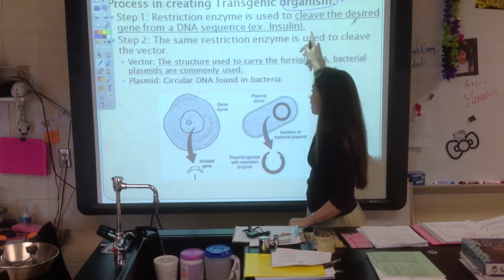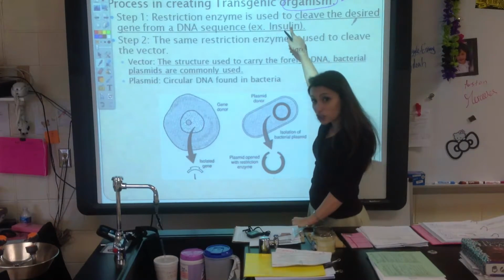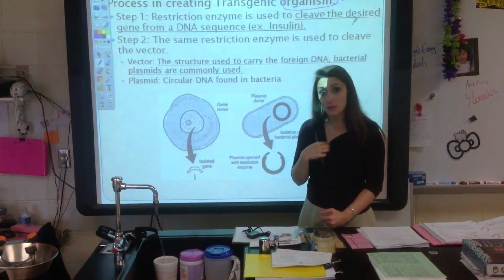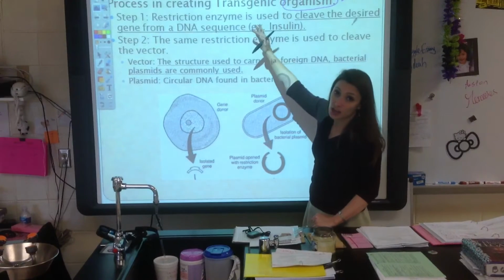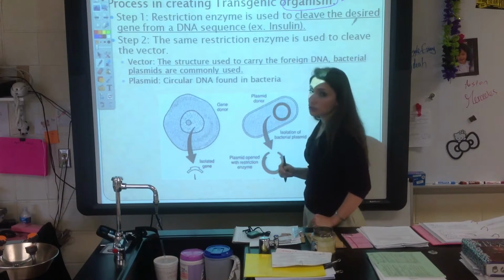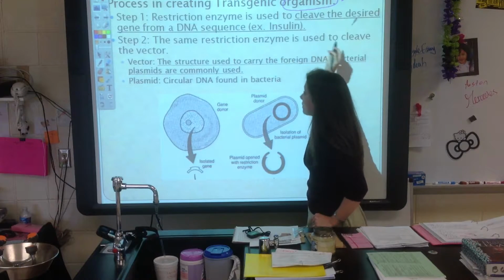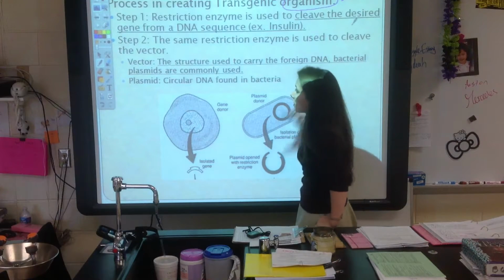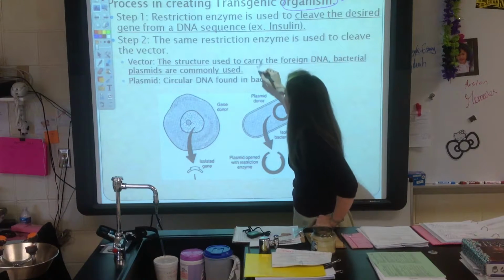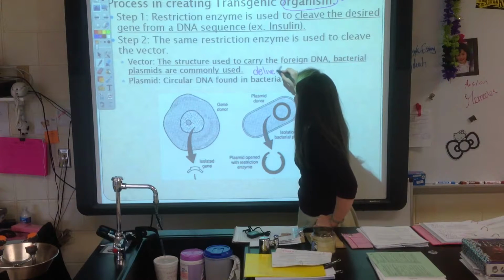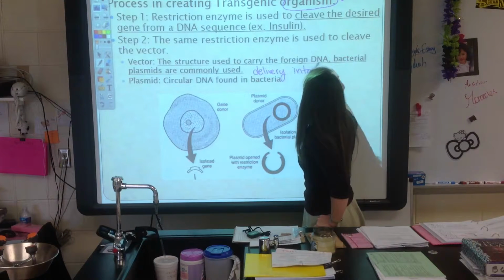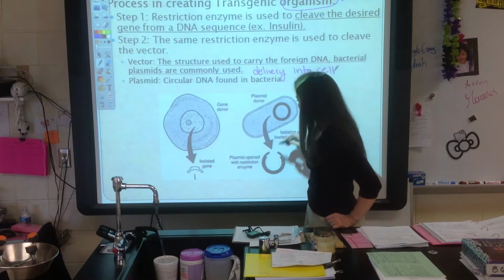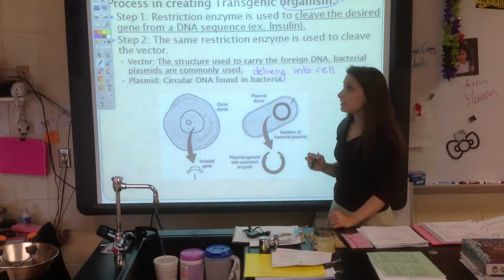What we've been able to do now is actually put the insulin gene into a bacteria, and the bacteria will make our insulin for us. So the first step is to find the gene that we want and to cut it with the restriction enzyme. The same restriction enzyme is used to cleave the vector. Now the vector is the structure used to carry the foreign DNA. It's the delivery vehicle, delivery into the cell. And bacteria plasmids are really commonly used because they are circular DNA found inside of a bacteria.